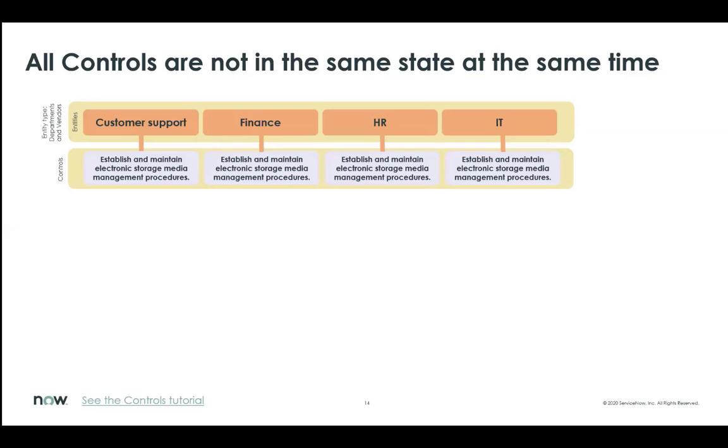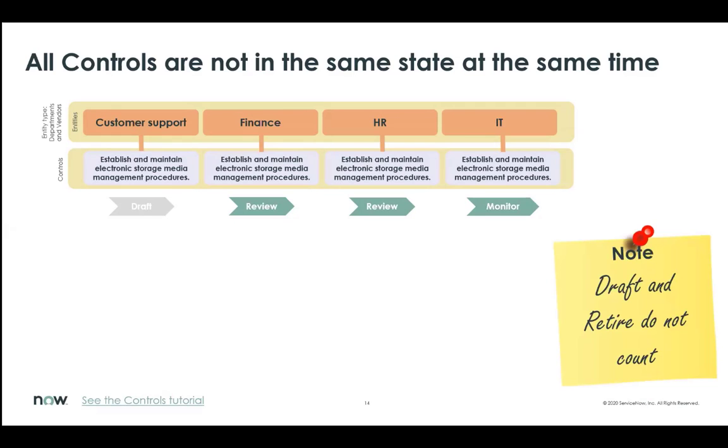Each of the controls will be in different states, simply because each of these departments will have their own constraints and timetables. In this example, customer support is just getting their procedures in place, so we won't count them in the compliance score. Finance, HR, and IT, however, have their procedures in place, so their scores will be counted. As far as compliance scoring is concerned, to keep it all fair and exact, we simply remove from the calculations those entities and controls that are in draft or retire stages. They just don't participate in the calculation.